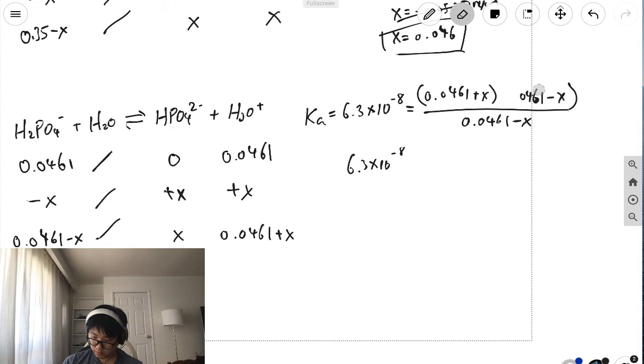Whoops, I made a mistake here. This should be x. Yeah, so this just simplifies to be 0.0461 minus x.